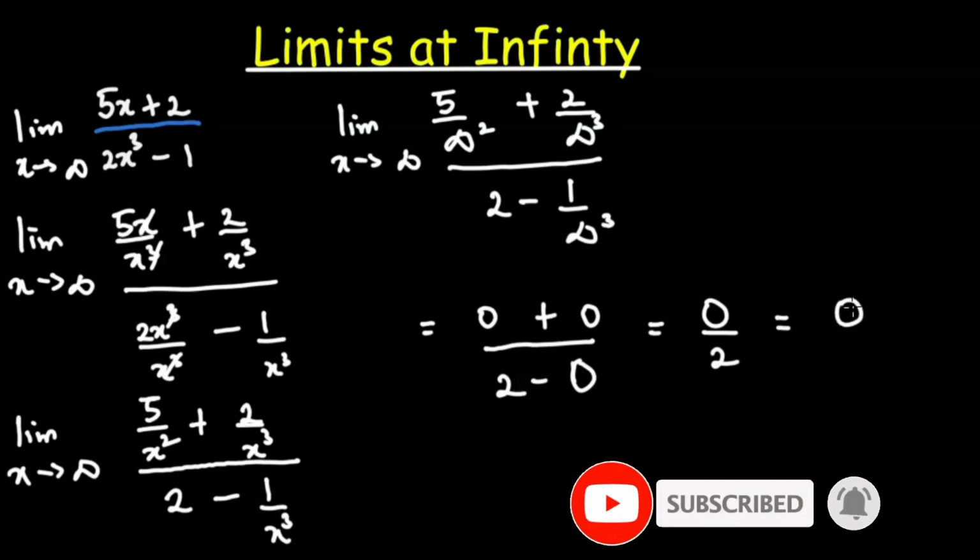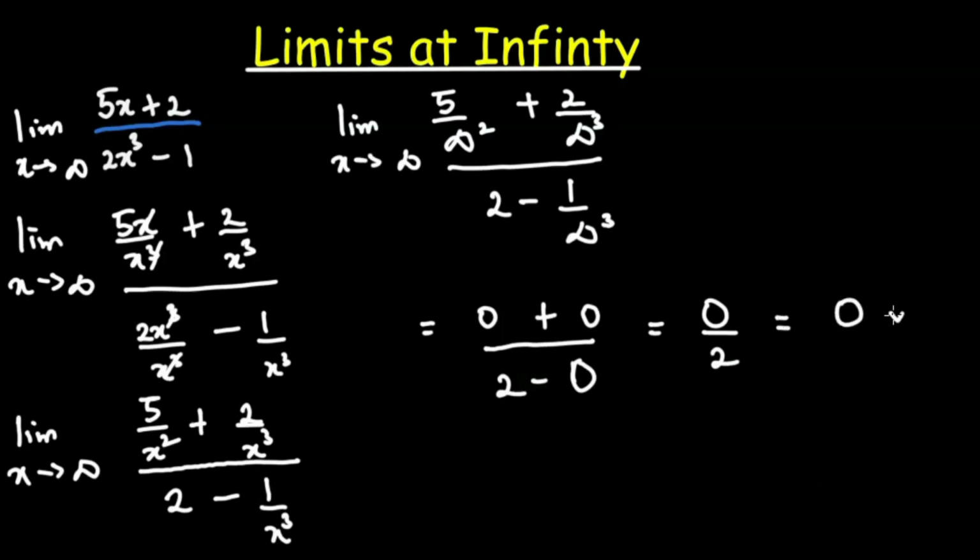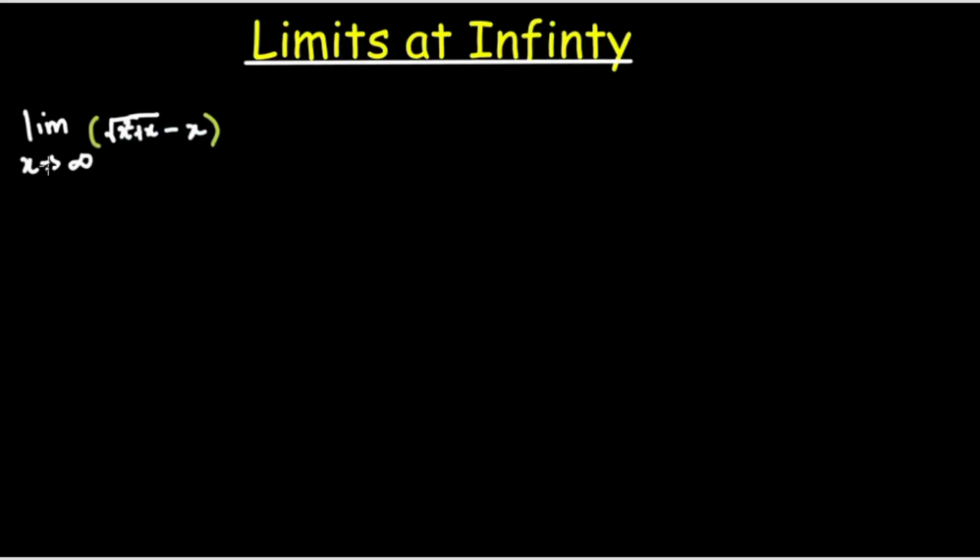Let's take a look at one more question. Important question. Alright, let's take a look at it. The question says to find the limit as x tends to infinity of the square root of x squared plus x, minus x. Now when we substitute infinity, we're going to have the square root of infinity squared plus infinity, minus infinity, which will give us infinity. And this is not the correct answer.